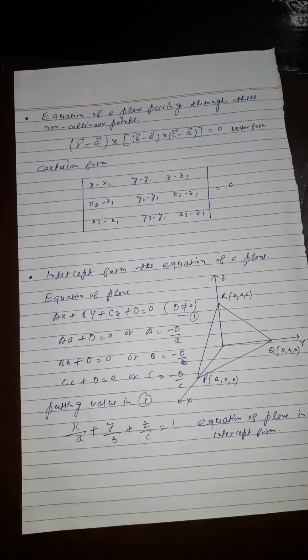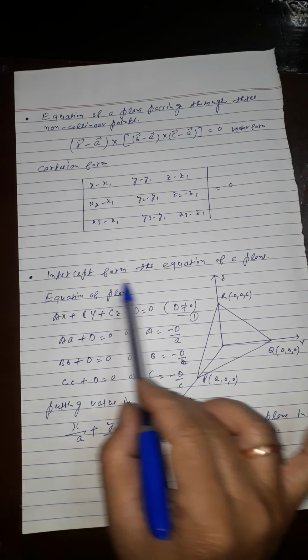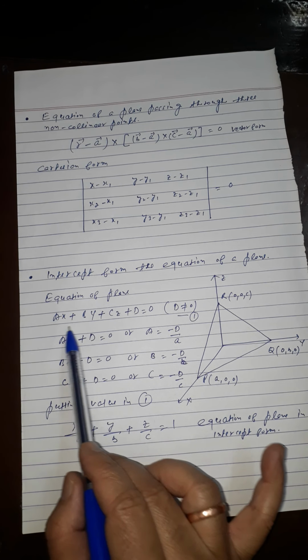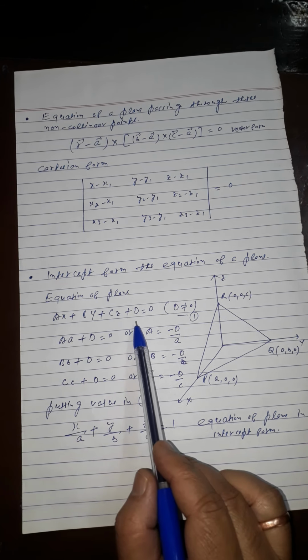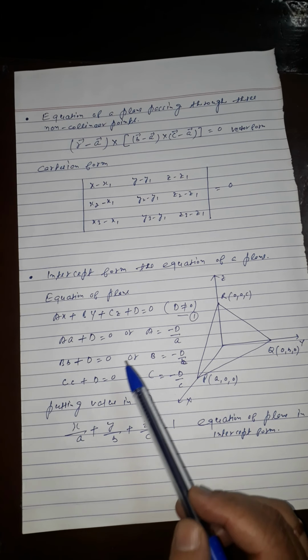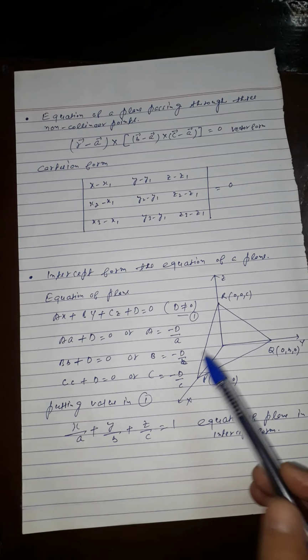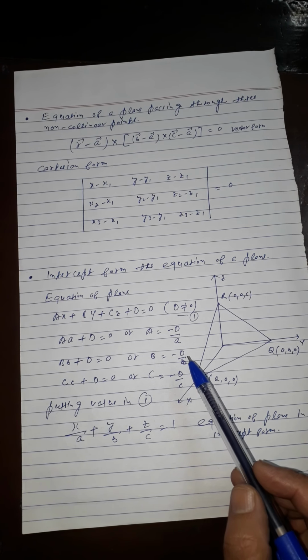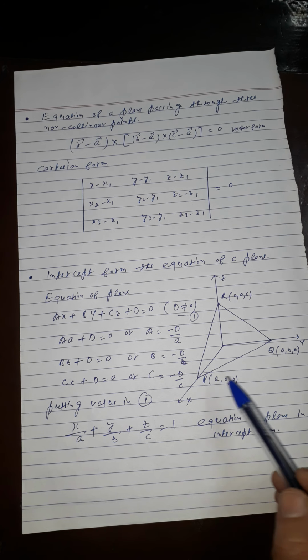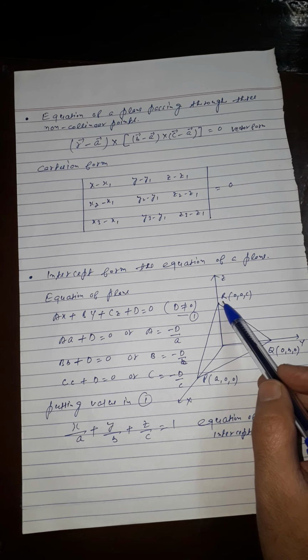Now after that, let us come to the intercept form of the equation of the plane. In the intercept form, students, we have one equation of the plane, that is ax plus by plus cz plus d equal to 0, where d is not equal to 0. In the first case, let the plane make intercepts a, b and c on the x-axis, y-axis and z-axis.